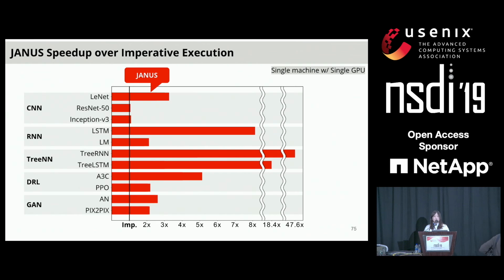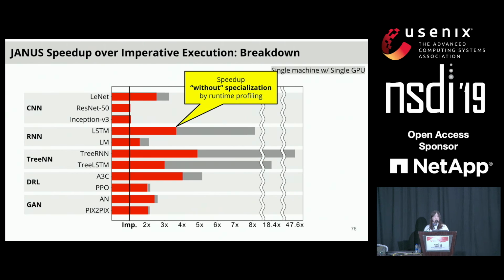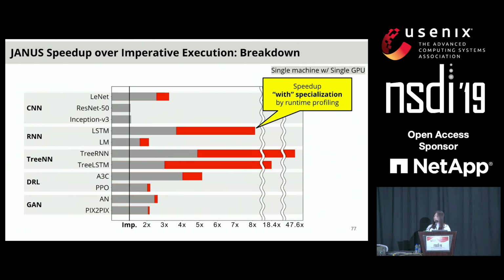Now, let's focus on the performance of JANUS. As shown in the red colored bars in the graph, simply converting imperative programs to symbolic graphs without specializing the graph improved the throughput by up to 5 times. However, it could not reach the throughput of symbolic graph execution. Exploiting runtime profile information to specialize the graph additionally improved the throughput, achieving comparable performance to the symbolic graph execution.